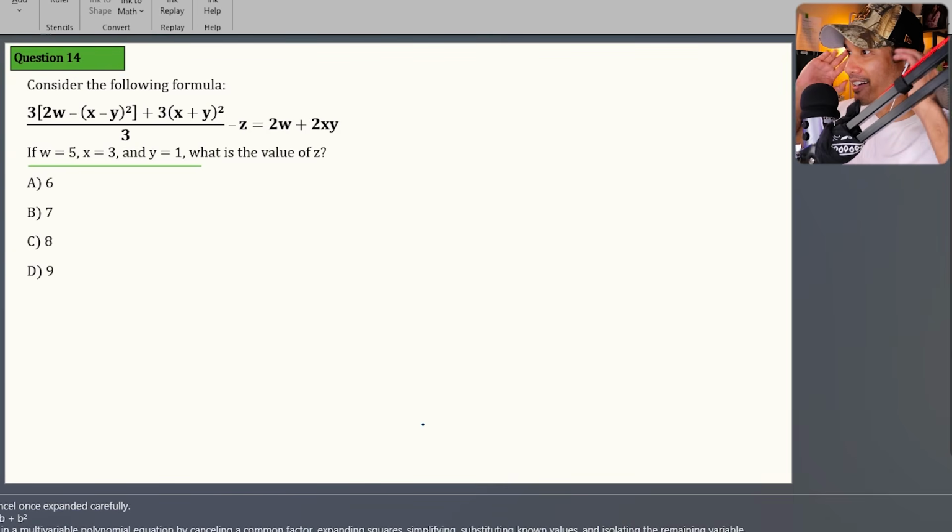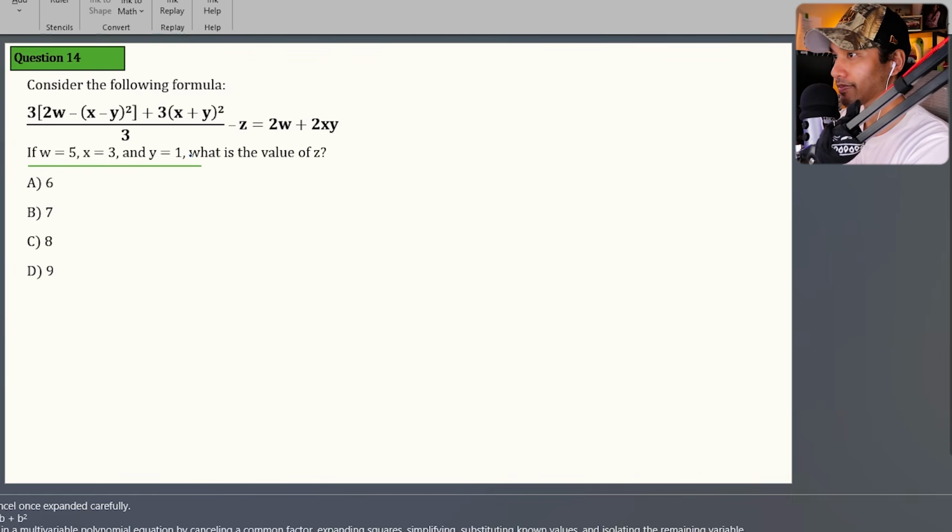Question 14. Now this is a monster. I put this on here on purpose because I did see from the Ultimate Electrician's Guide that a problem like this will be on the test, which is evil. But let's work through it.